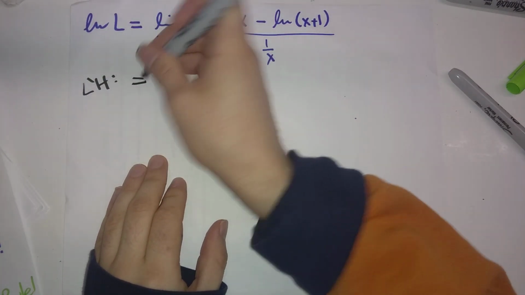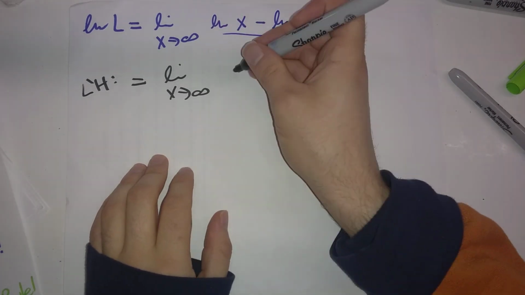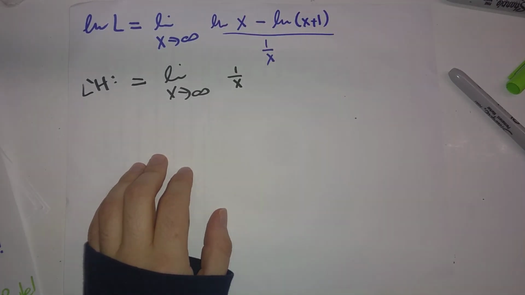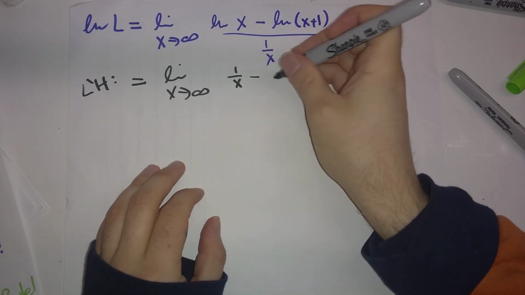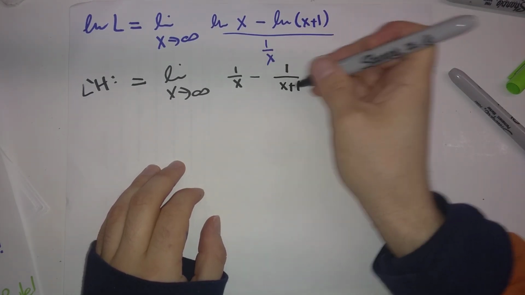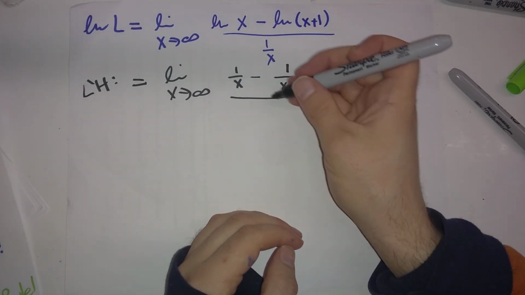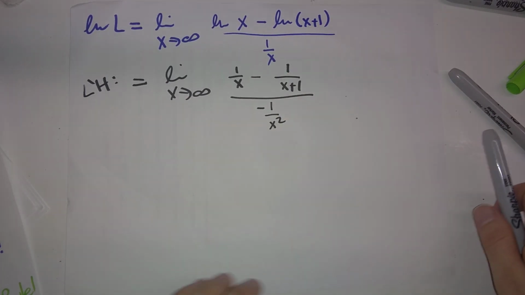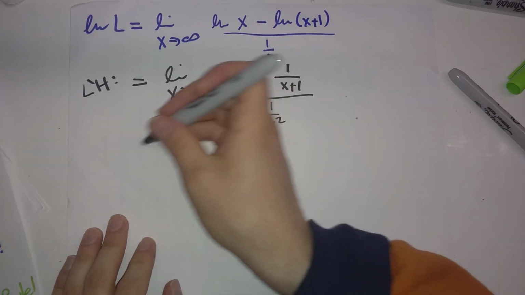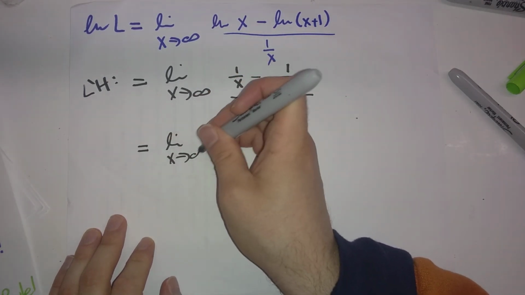Okay, so here's L'Hopital's rule. Derivative of the numerator: the derivative of natural log x is 1 over x. Derivative of natural log of x plus 1 is 1 over x plus 1. And the derivative of 1 over x in the denominator is minus 1 over x squared. Okay, so let's put all of this together. How can we simplify this?